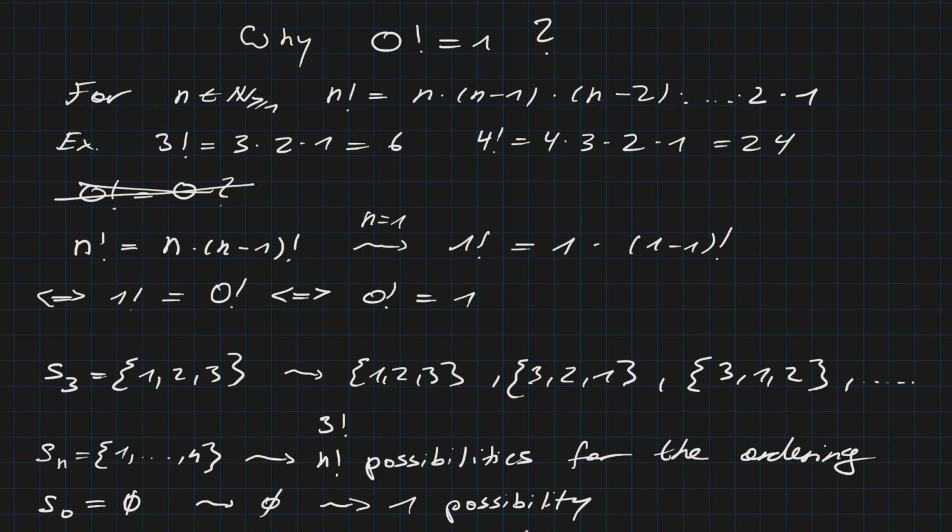If this is too abstract for you, I will make a video about the second aspect in the future. For now, the first reasoning should be enough for you to understand why 0 factorial equals 1 makes sense. And for the second reasoning, I will provide a video very soon.